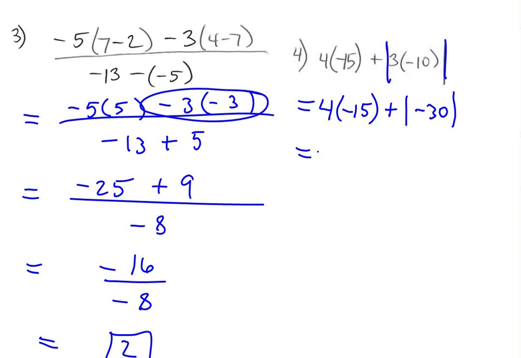Now if we kind of restart, what we have left is this 4 times negative 15 in front. That's really just a negative 60. That's just multiplication here. And then plus. And then this absolute value, being used here, we have absolute value of negative 30. That's really just 30. And then we can go ahead with our addition of signed numbers here. We have negative 60 plus 30. Ultimately, that would be negative 30. And that's where we could stop with that example.